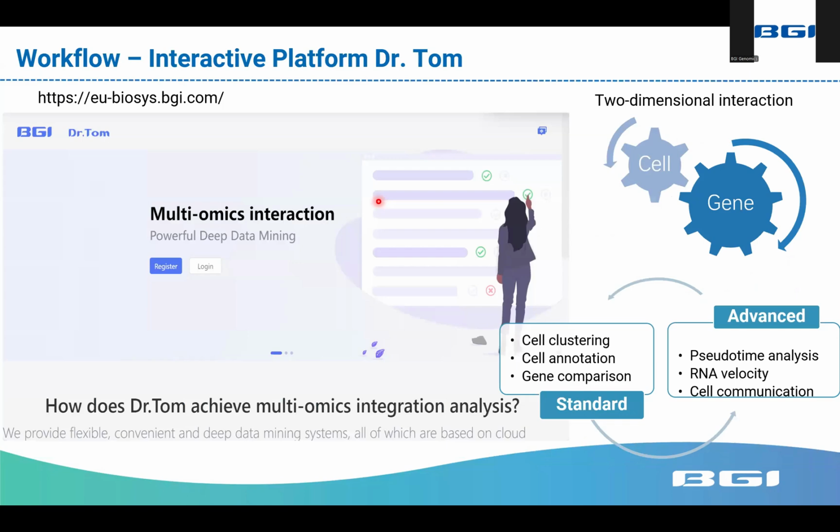So this is Dr. Tom. Dr. Tom is an advanced and intuitive data analysis platform. We can do the analysis I mentioned before on this website. Dr. Tom can enable the interaction of cell and gene data results, as well as dynamic and static analysis of interactive mining of single cell data, speeding up the publication process.